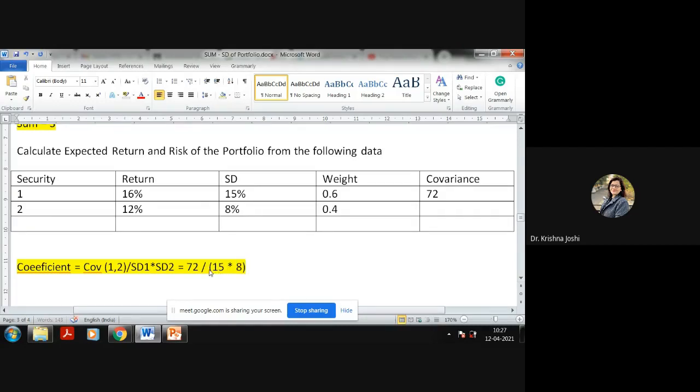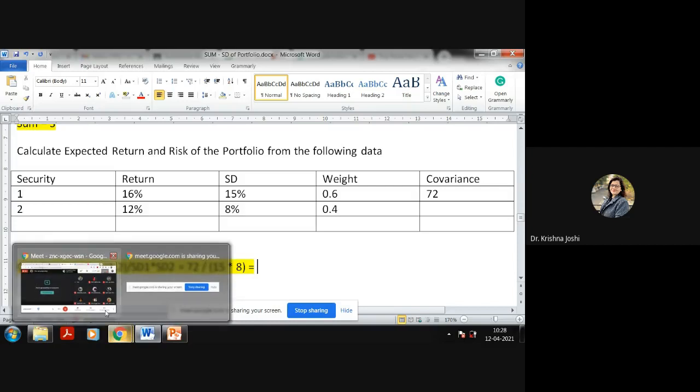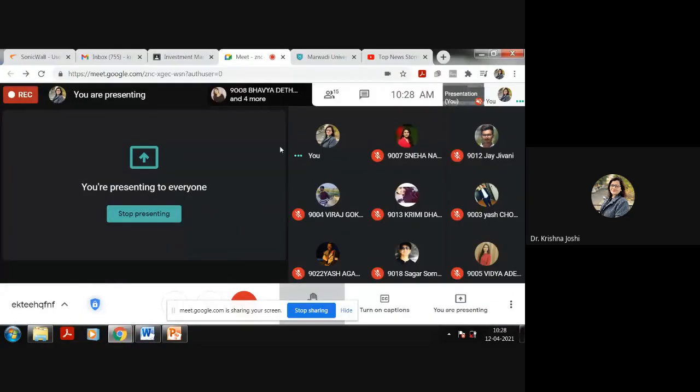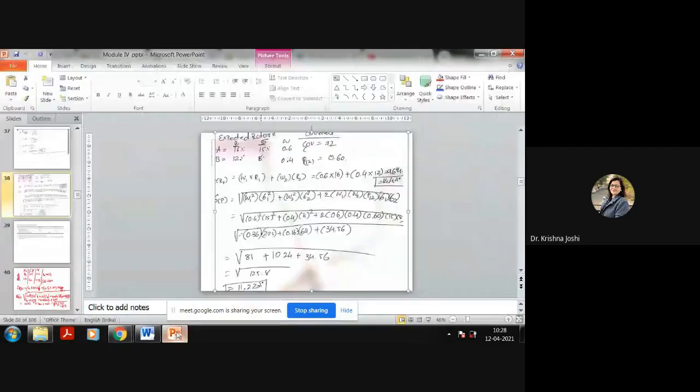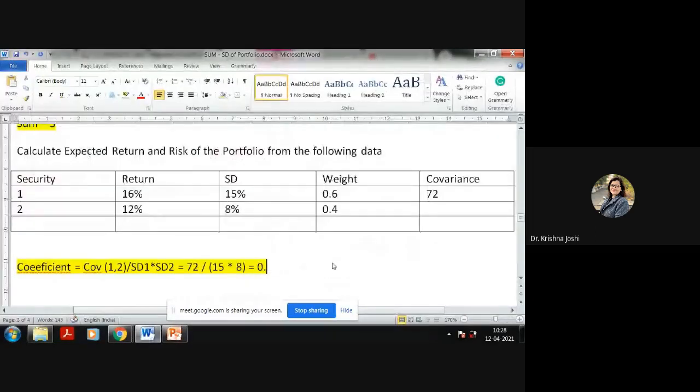Tell me the answer. What is the answer? All of you, please keep writing. I will ask any one of you to show it to me. The answer is 0.6. So we now have the coefficient.